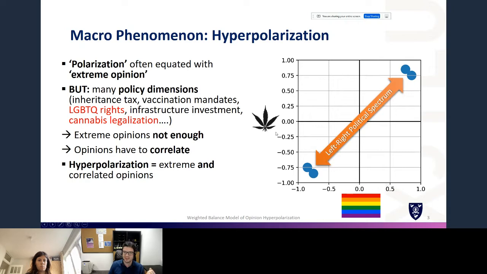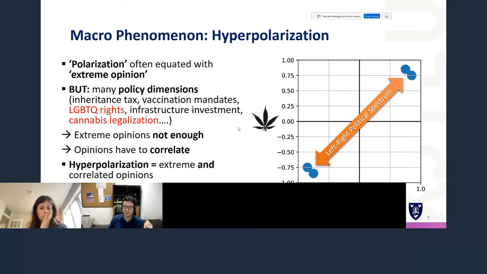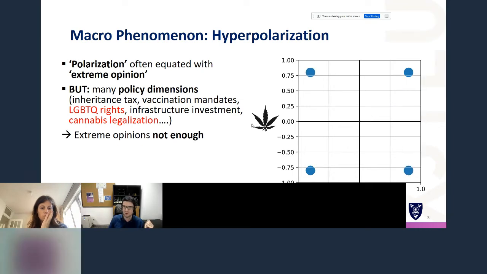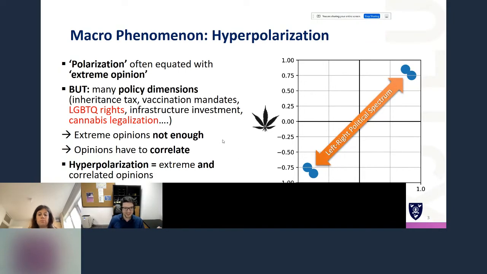So now, instead of talking about these specific policy dimensions, we can just call these two agents right-wing and these two agents left-wing, and everybody can guess what their stance on specific topics is going to be, which would not have been possible in this system here. But the question then is, what micro mechanisms could generate this phenomenon of hyperpolarization?